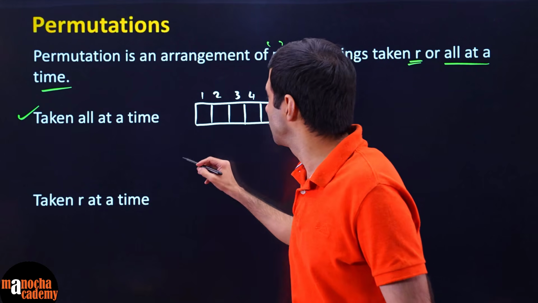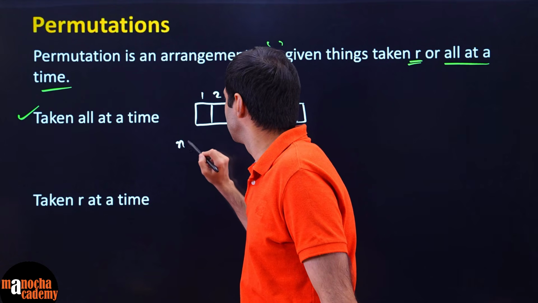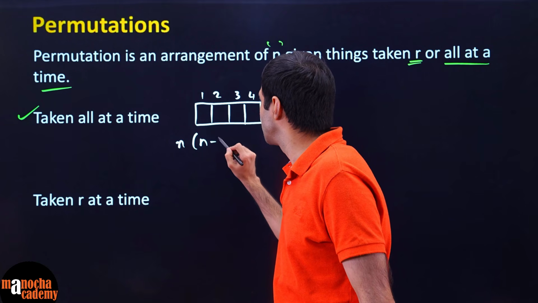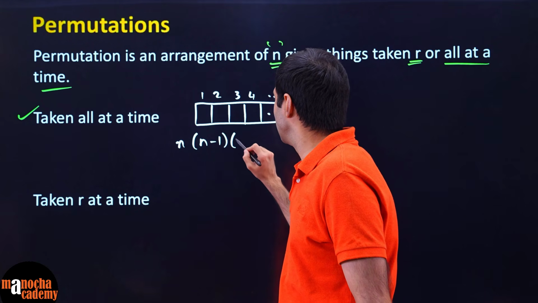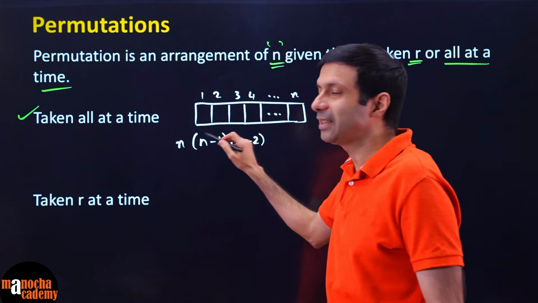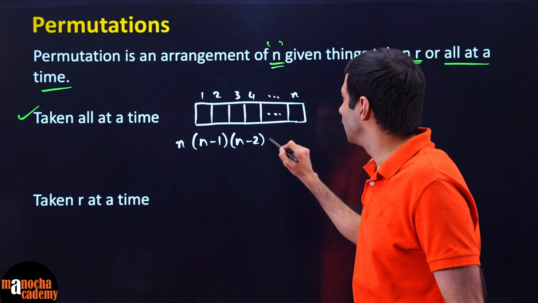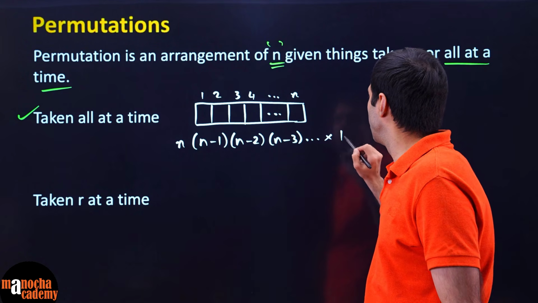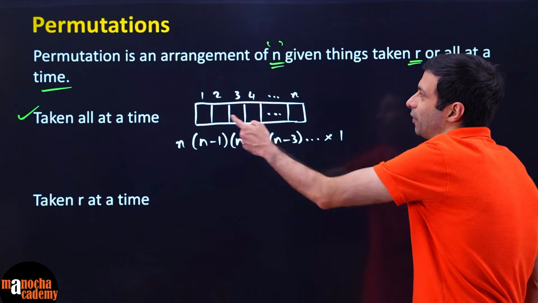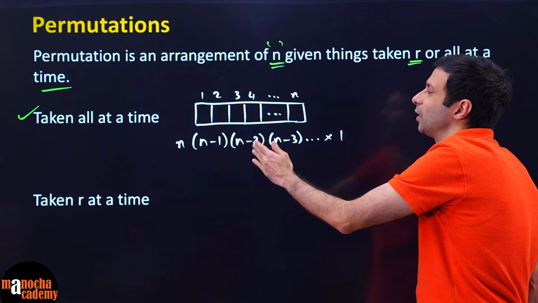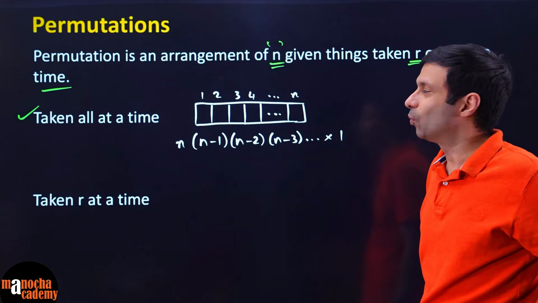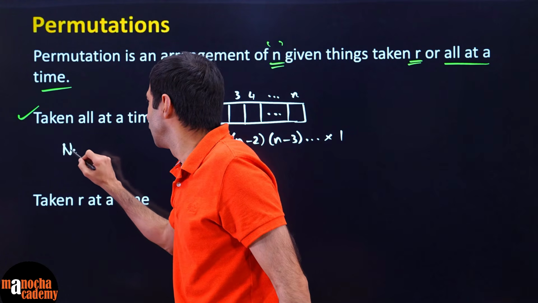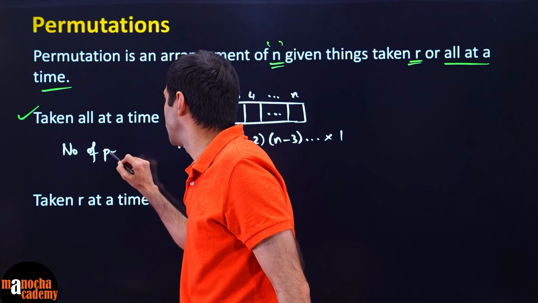If you start from the first box, there can be n. You can fill in any of the n objects. Now since it is used up, in the next box n minus 1. In the next box n minus 2 possibilities, and every time you keep multiplying, n minus 3 and so on, all the way down to 1, right? Because you have n such boxes, so n times n minus 1 times n minus 2, all the way down to 1. This is the total number of permutations. So this is your number of permutations which are possible.